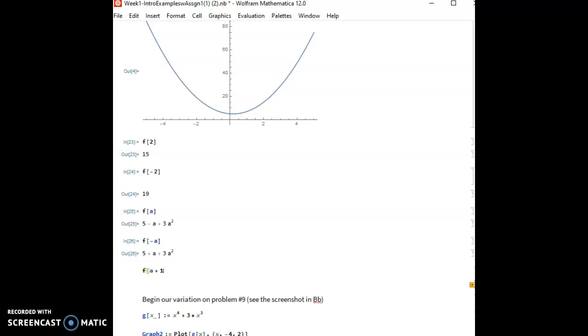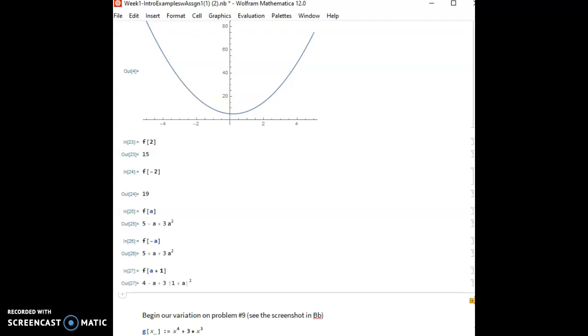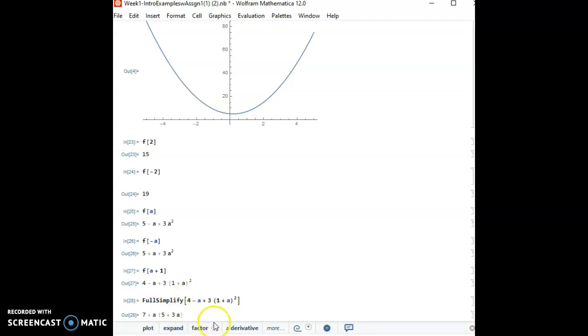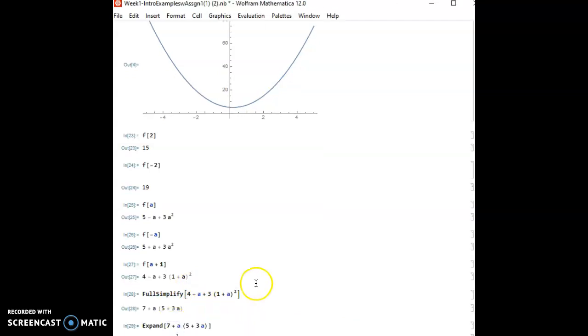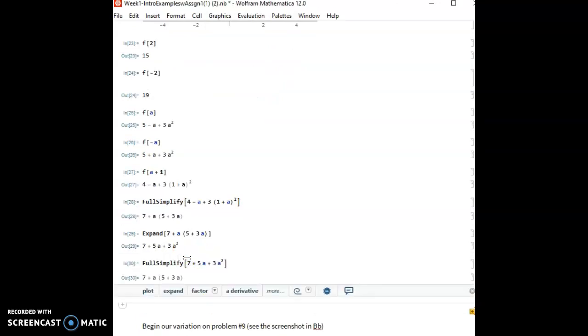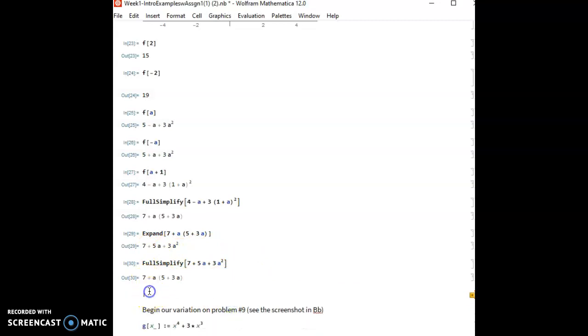They wanted to know the value of the function f of a plus 1. Notice at the bottom it actually comes up with quicker ways you can do this, so we could simplify this, or we could expand that. We could factor it, whatever they ask us to do, right? These are all different things here that Mathematica can do.